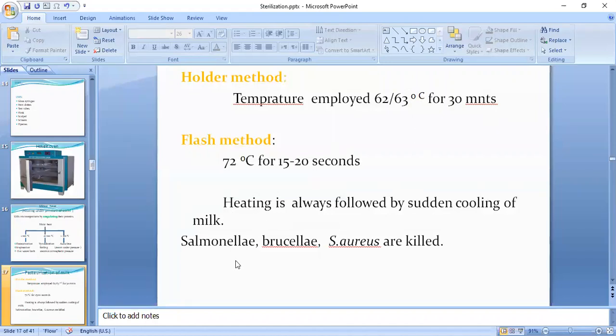The bacteria which are killed by pasteurization are Salmonella, Brucella, and Staphylococcus aureus. So it is better to drink the milk after pasteurization, because some of the bacteria are killed by pasteurization: Salmonella, Brucella, and Staphylococcus aureus.